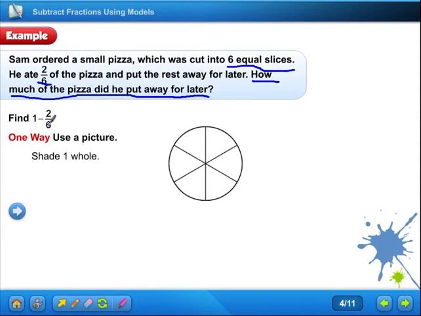What's another way to think about 1? Another way to think about 1 is 6 sixths minus 2 sixths. Remember, 6 sixths equals a whole. So the first thing they want us to do is shade the whole.